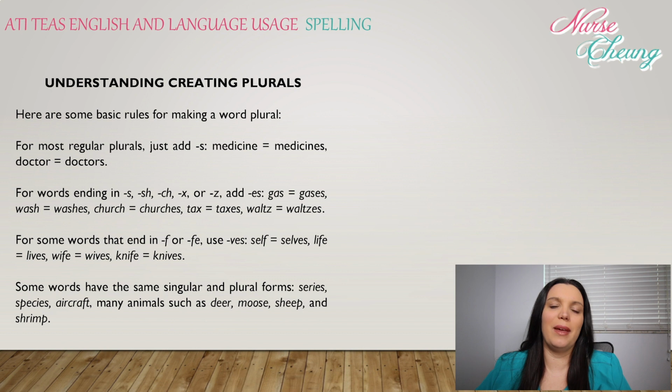Here are some basic rules for making a word plural. For most regular plurals, just add S: medicines, doctors. For words ending in S, SH, CH, X, or Z, add ES: gases, washes, churches, taxes, waltzes. For words ending in F or FE, use VES: cells, lives, wives, knives. Some words have the same singular and plural forms: series, species, aircraft, and many animals such as deer, moose, sheep, and shrimp.